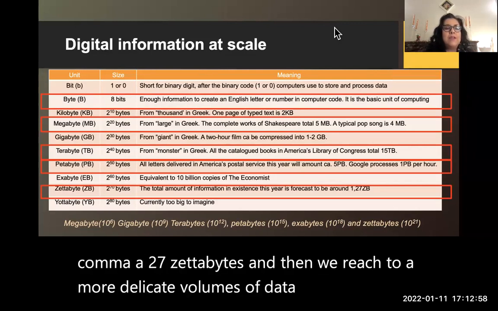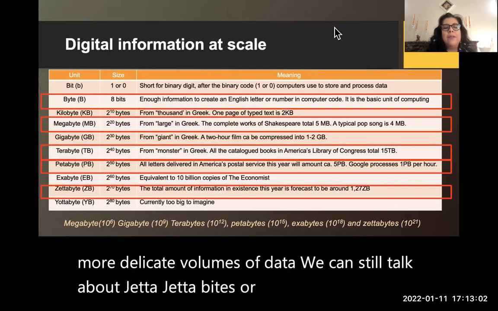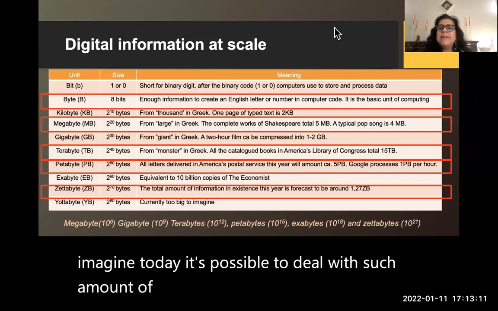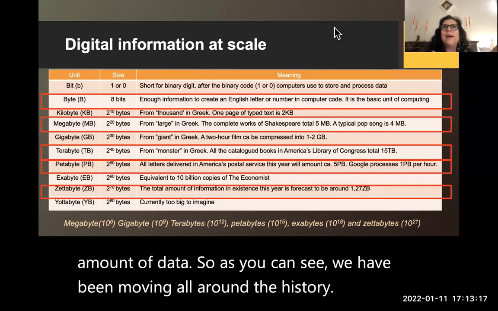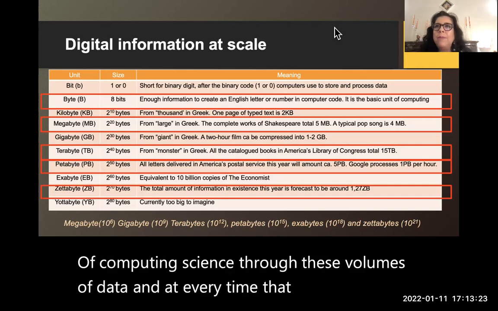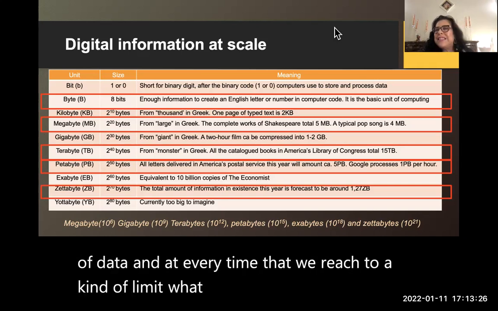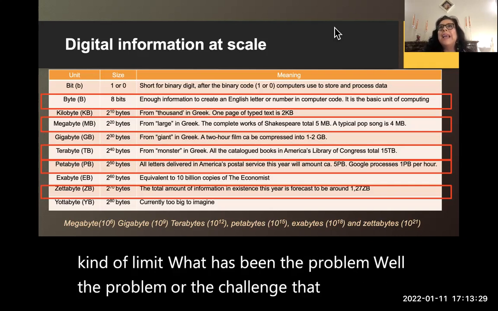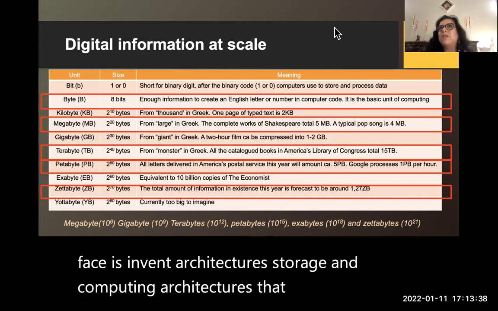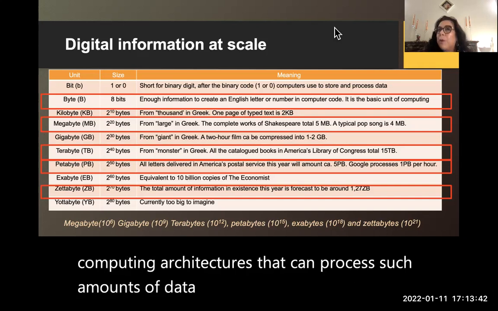We can still talk about yottabytes, so 2 to the 80. And for example, 5 years ago, this was too big to imagine. Today, it is possible to deal with such an amount of data. So as you can see, we have been moving all around the history of computing science through these volumes of data. And every time that we reach a kind of limit, what has been the problem? Well, the challenge that we have to face is to invent storage and computing architectures that can process such amounts of data in reasonable response times.